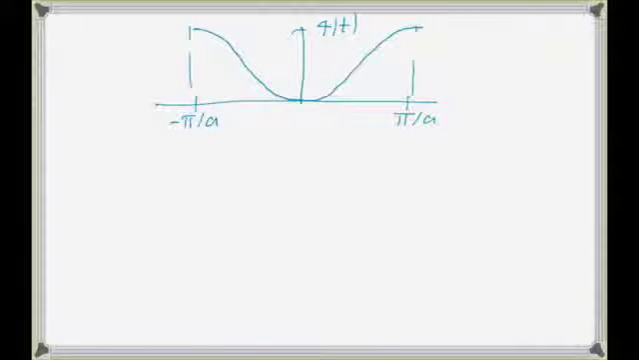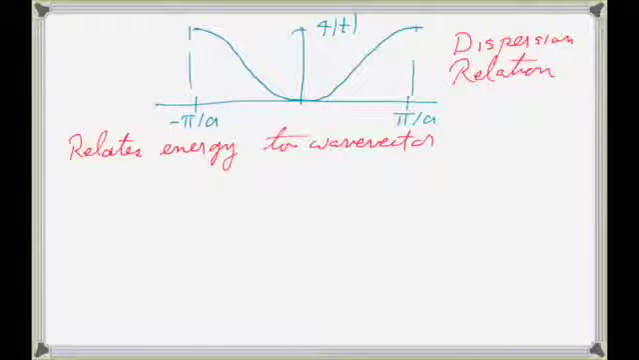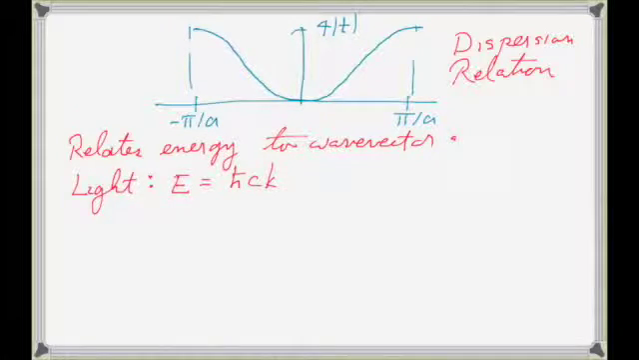Okay, another thing that we call this is a dispersion relation. It relates energy to the wave vector. And one dispersion relationship that you've already come across before is that of light. Light is a linear relationship where E is equal to h bar c k. The wave vector of the photon is related to its energy by that relationship for a photon.